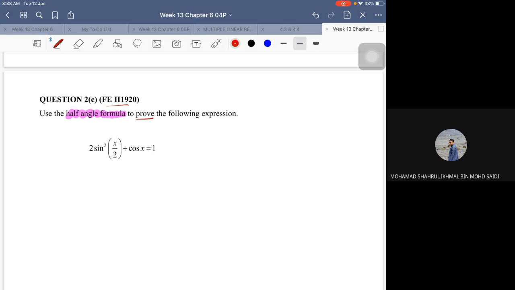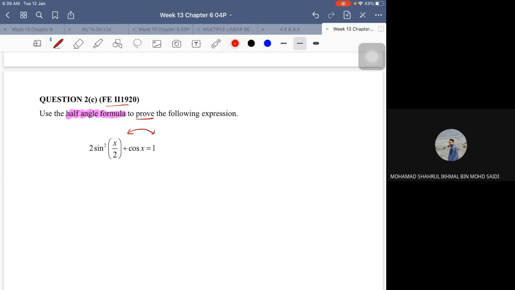Proving means you have to prove the left hand side gets the right hand side or vice versa, it doesn't matter which. Whether you prove left to right or right to left is going to be up to you. Usually what I would advise students is to start from the more complicated function and prove it to the simpler one, because going from complicated to simple is easier than finding something more complicated from the simple. Alright, so now I'm going to start with the calculation.